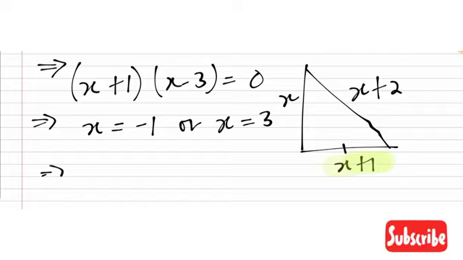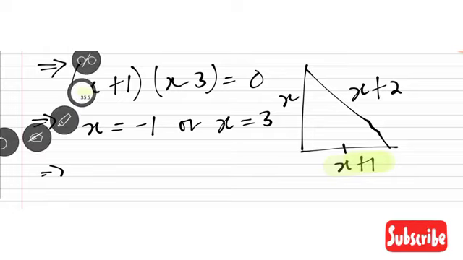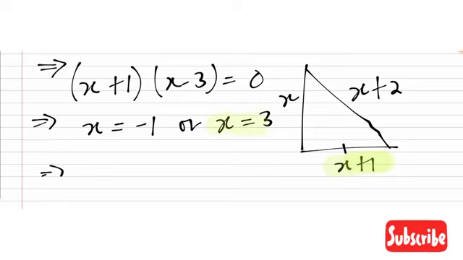Do you understand now? So definitely, the one that will be our best solution is x equals 3, because when you substitute this 3 into this, and apply the Pythagoras rule, we are going to see that the Pythagoras rule is going to be satisfied.